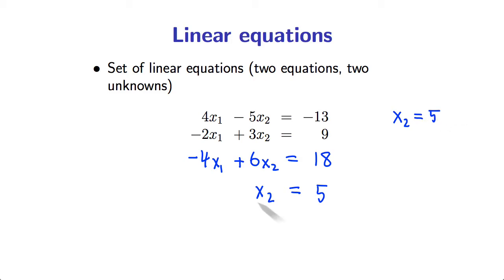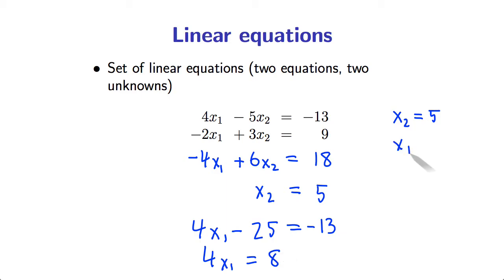And then we substitute the solution back into the first equation, or the second equation, it could be either one, to have, in this case, 4x1 minus 25 equals negative 13. So that means 4x1 equals 8, or x1 equals 2. That is the solution that satisfies this set of linear equations here.